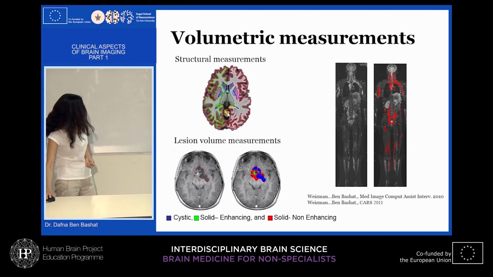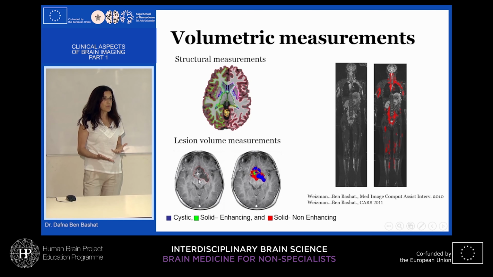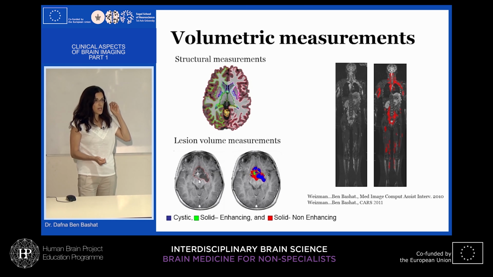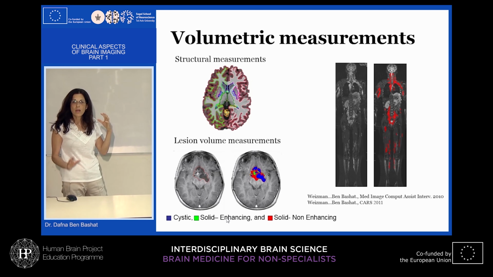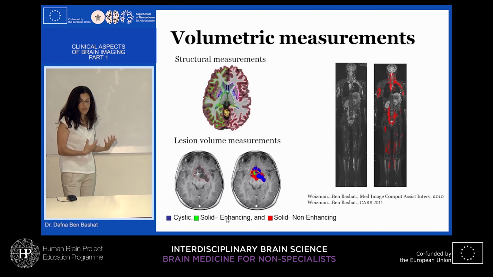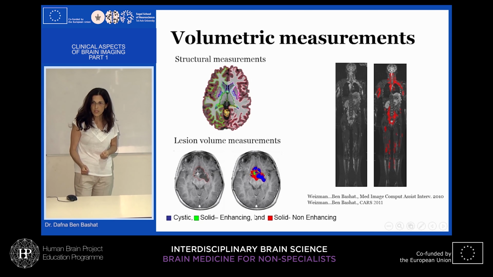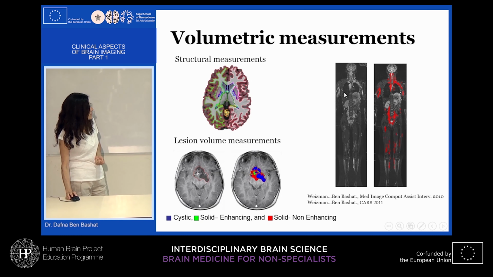We can now also take patients with a lesion. In this case, it's an optic pathway glioma. This is a patient with neurofibromatosis, a genetic disorder where they have a benign lesion on the optic pathway, but because of the location, many of them have a sight problem. We can monitor this lesion and segment it into cystic or solid enhanced or different compartments of the lesion.